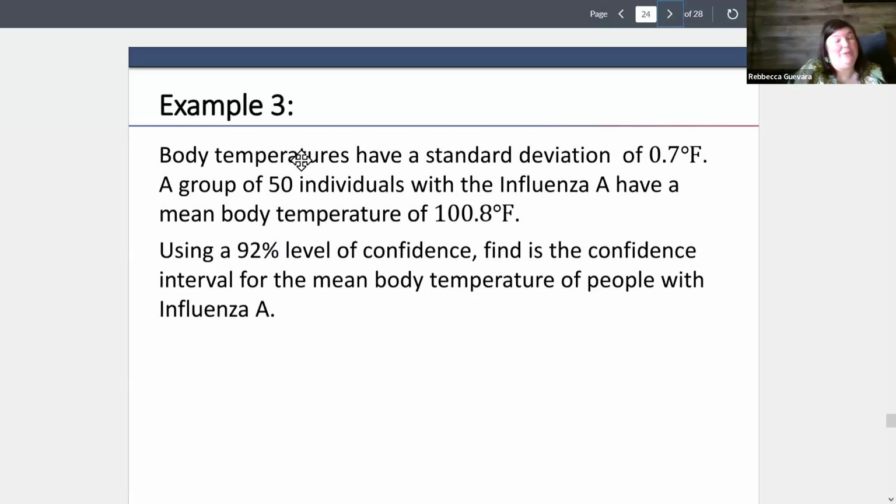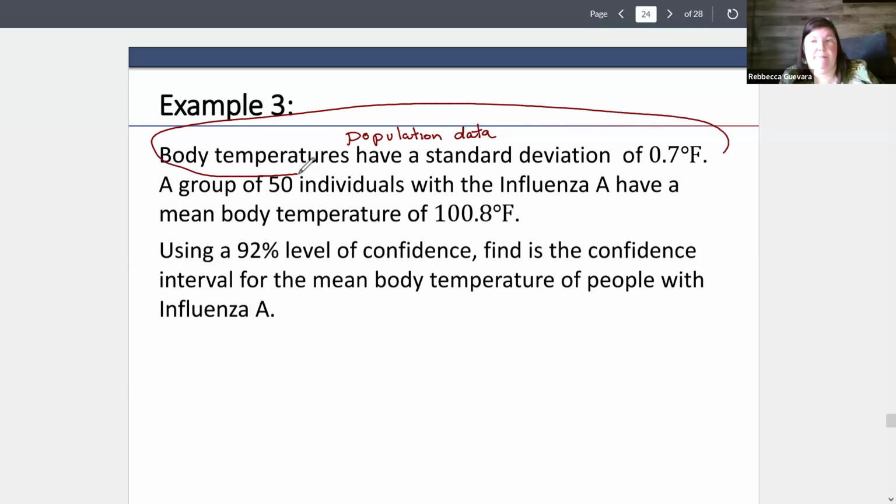So fortunately, we already know that's part of the answer to this one, so we can just work our way through it. Just as another example, body temperatures have a standard deviation of 0.7 degrees Fahrenheit. Once again, I did not mention anything about it being from a sample. I said body temperatures are blah, blah, blah. This means this is population data. I don't mention anything about sample, so we assume it's population data. So that means sigma is 0.7.